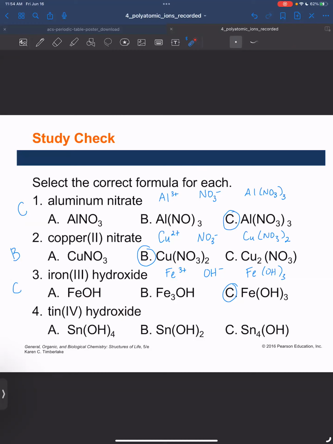Last example here, tin(IV) hydroxide. So tin is Sn, and then 4+ is the charge. Hydroxide is OH-. So I like to write these down first without the charges, but parentheses around the polyatomic ion. And then crisscross rule, the 4 goes down here, the 1 goes down here. And so your answer is A.